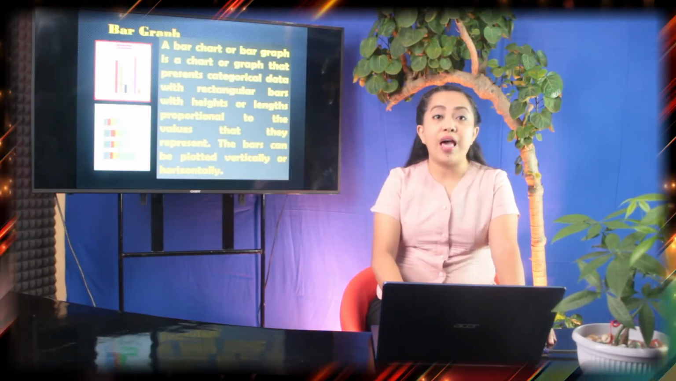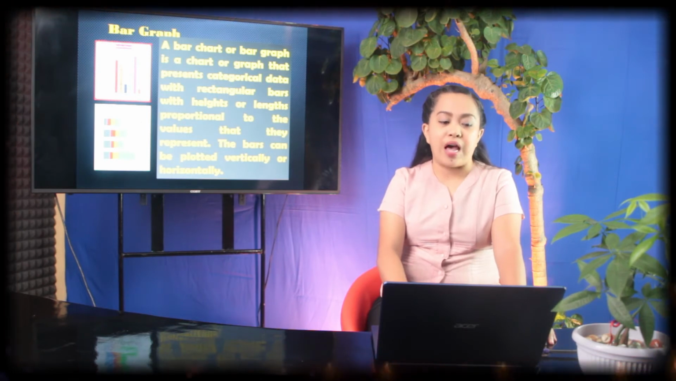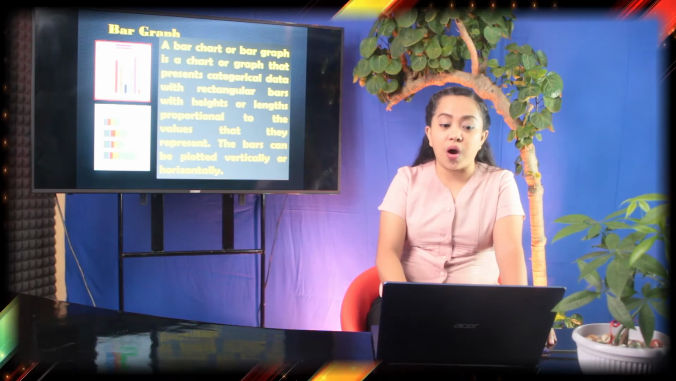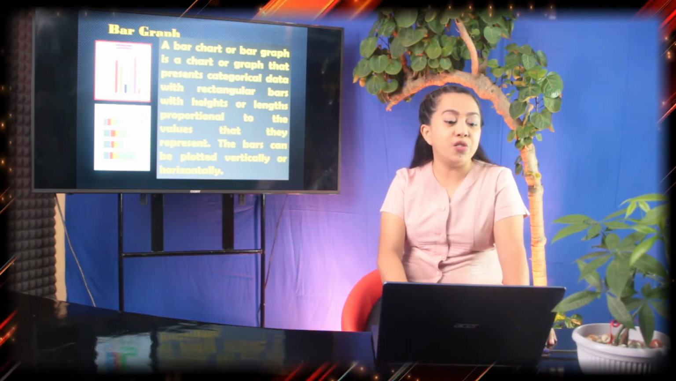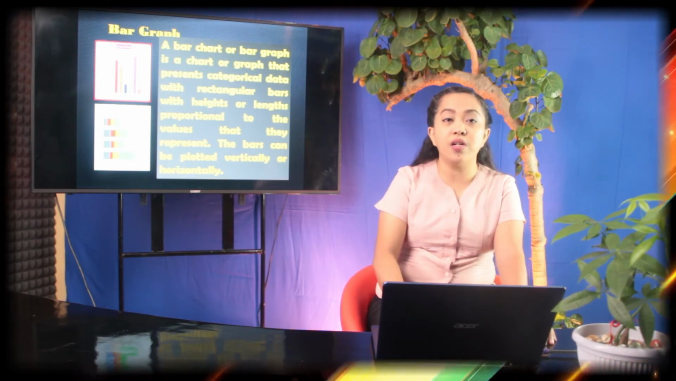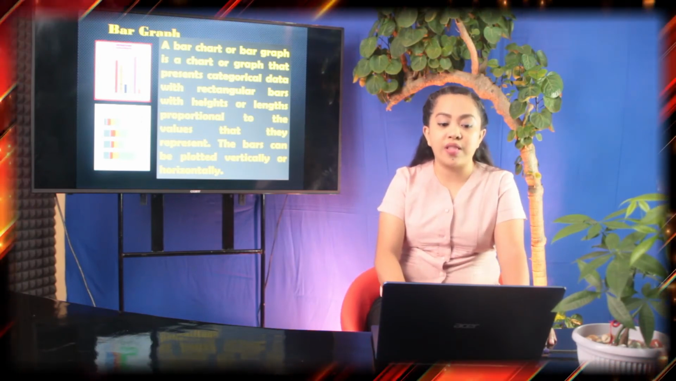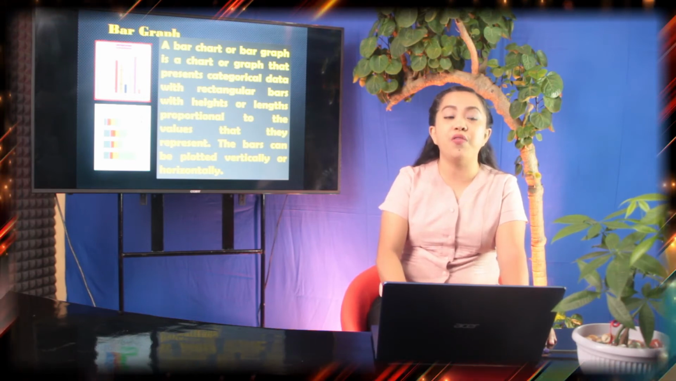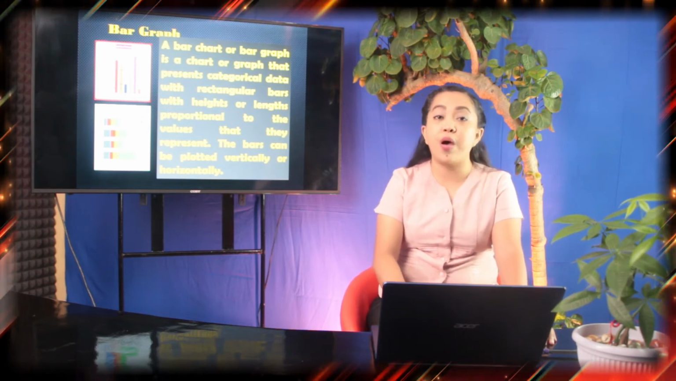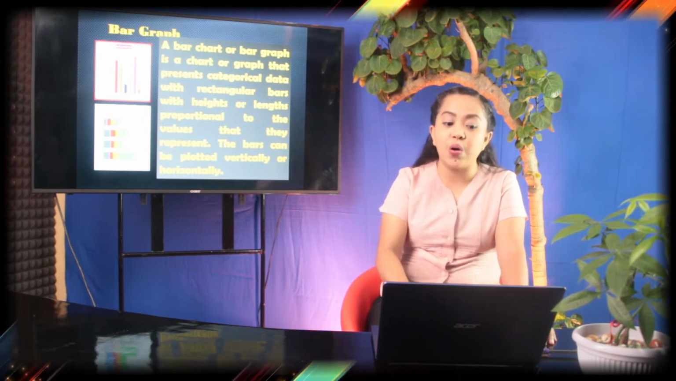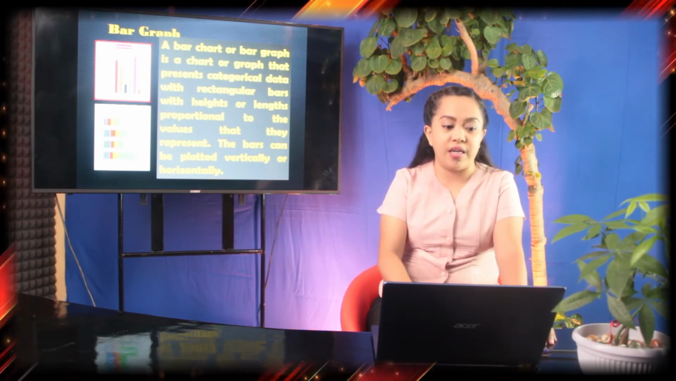Okay, we have bar graph. What do you mean by bar graph? A bar chart or a bar graph is a chart or graph that presents categorical data with rectangular bars with heights or lengths proportional to the values that they represent. The bars can be plotted vertically or horizontally.